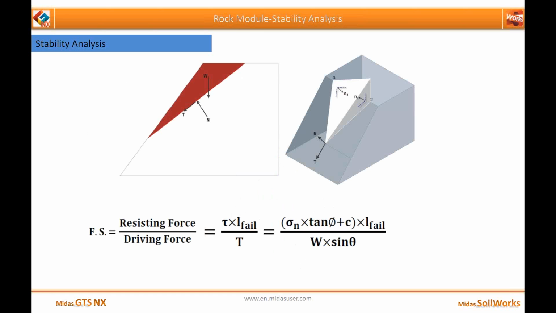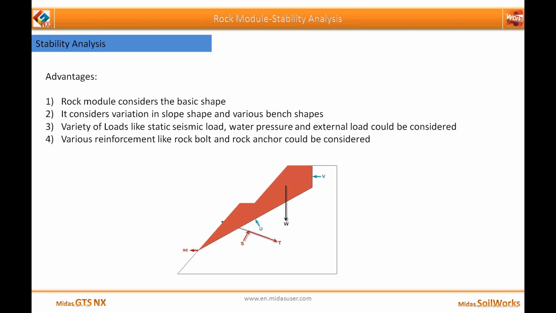Now, how do we perform the stability analysis? It's very simple. The factor of safety is calculated as the resisting force upon the driving force. The resisting force, as is clear from the figure, is the shear strength or the shear resistance provided by the failure plane, so it depends on tau times the length of the failure plane, and the driving force is basically the horizontal component of the self weight, that is W sin theta. So the factor of safety becomes very simple to calculate.